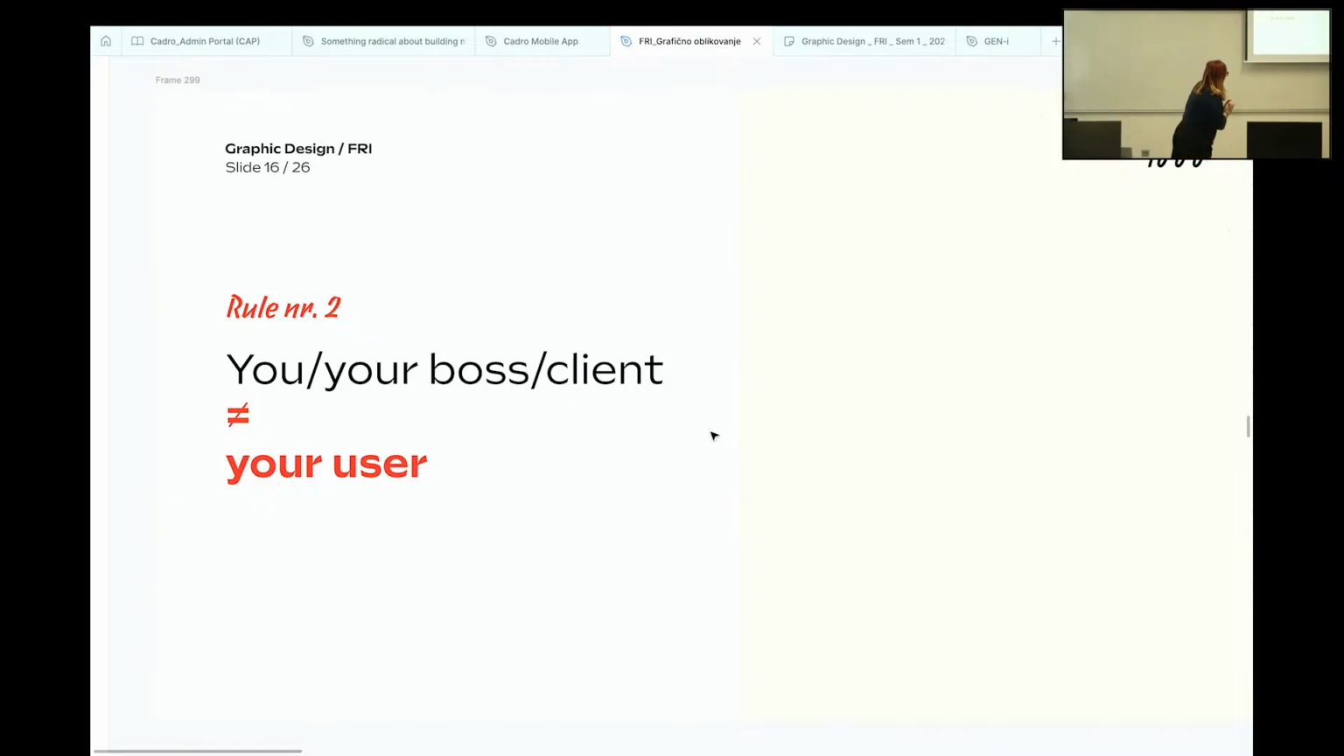Rule number 2, also very important: you, your boss, or your client is not the user. Sometimes you are also a potential user, but don't build things based on what you think. Always go and talk to different people so you can have different viewpoints, so you don't build something just for yourself, but for your target groups of users. How you think, or your boss or your client thinks, is not necessarily the same as everybody else. So we always need to check. We or them are the basis for our hypothesis, and then we go and check them.